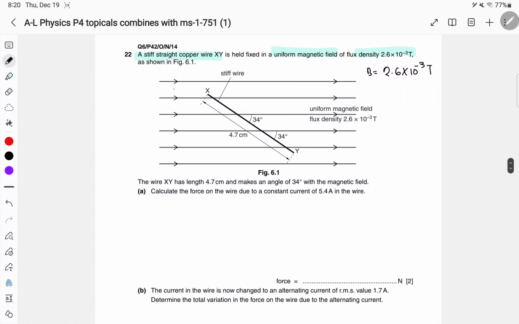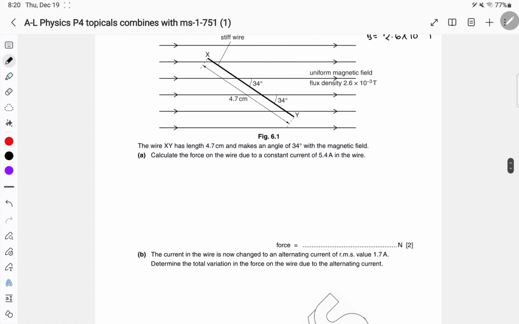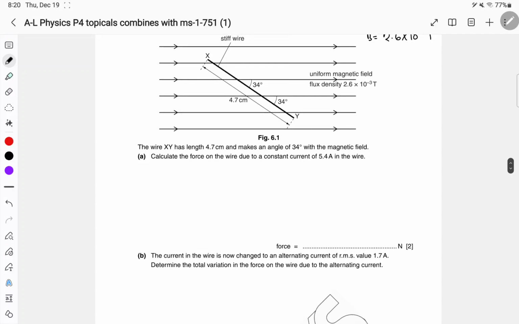The magnetic field goes straight and the wire is at an angle of 34 degrees. The wire XY has a length of 4.7 centimeters and makes an angle of 34 degrees with the magnetic field. Calculate the force on the wire due to the constant current 5.4 amps in the wire.